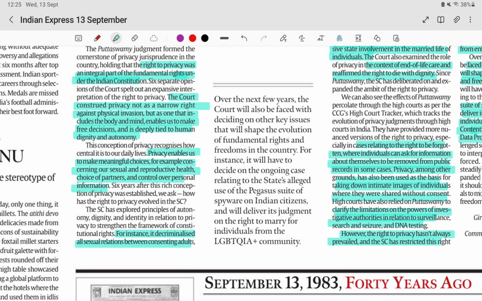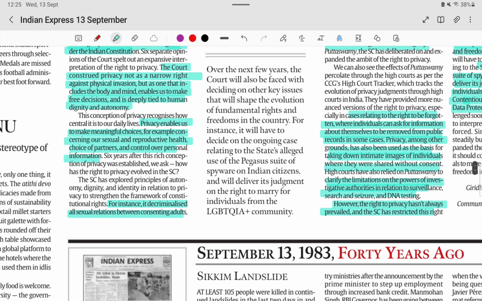If your health information and your reproductive health information go public, the social norm gets affected, and it will be more stressful for the people whose information is public. That is the biggest problem. Privacy enables us to make meaningful choices, for example, sexual and reproductive health choices of partners, and control over personal information. Choosing a meaningful partner can be the best option through the right to privacy.